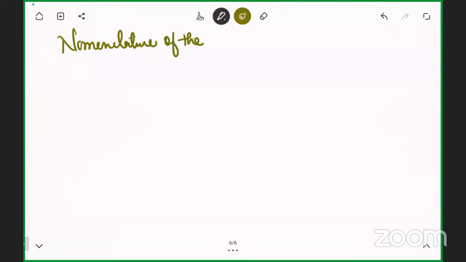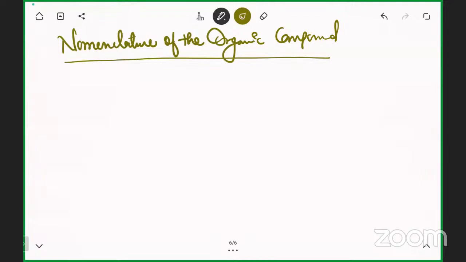Nomenclature of the compounds. Organic compound. What do you mean by nomenclature? Anyone? What is nomenclature? That is naming something. When you were born, your parents gave you a name just to recognize you, and whenever you go out, people call you by that particular name. So that is basically the nomenclature.